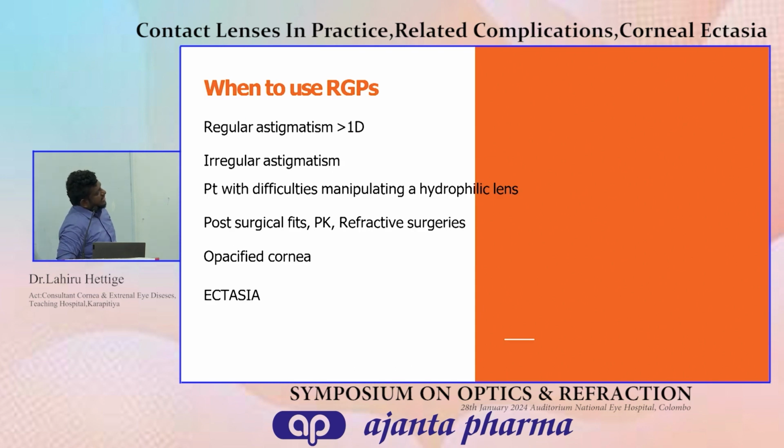It has a good oxygen permeability, unlike hard lenses. So RGPs come in handy when we are faced with a case of high astigmatism, irregular astigmatism. RGPs are the contact lens of choice nowadays, but it's slowly shifting towards mini sclerals now. So when there's regular astigmatism of more than one diopter, irregular astigmatism, difficulties manipulating hydrophilic lenses, and post-surgical, post-PK ectasias, you could use RGPs.